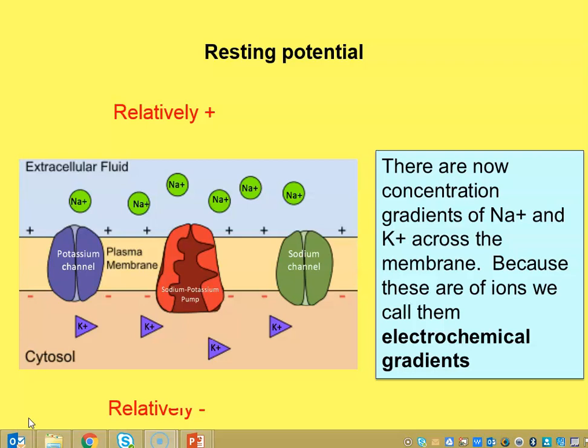So we've got a sodium ion electrochemical gradient, but we also have a potassium ion electrochemical gradient because we have lots of potassium ions on the inside in the cytoplasm and we don't have very many on the outside, out on the other side of the plasma membrane.